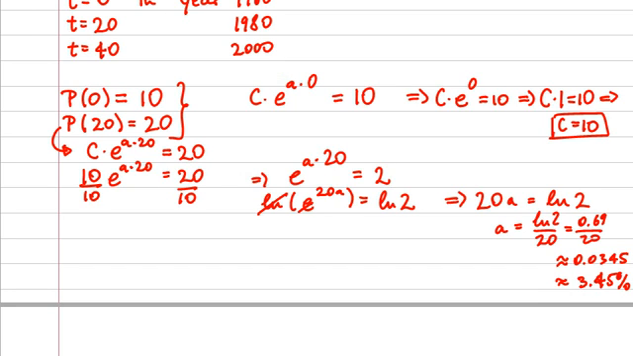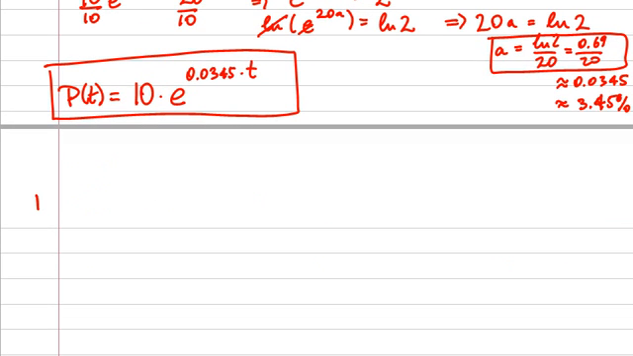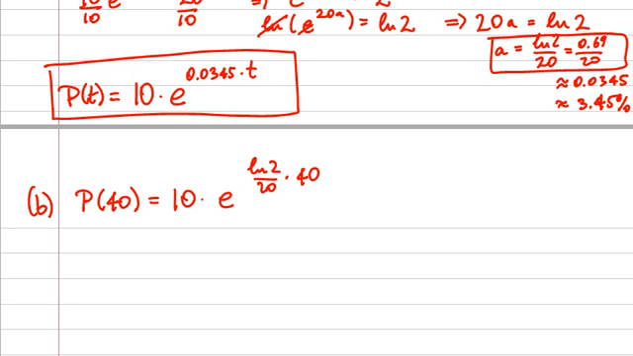So now we have both C and A, and we can express our population at any time as 10 times e to the 0.0345 times t. To solve part B, we just want to plug in 40 in the expression that we got. So this is going to be 10 times e to the a times 40. Now I don't want to write 0.0345, because ln2 divided by 20 is a more accurate number. 0.0345 is just an approximation of it. So I'll plug in the original expression like this.